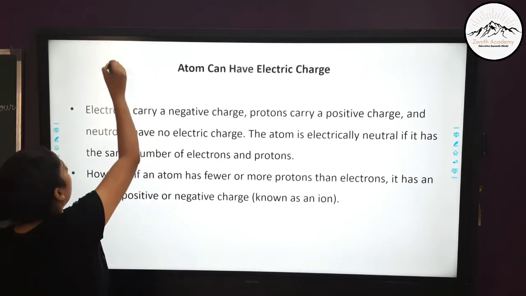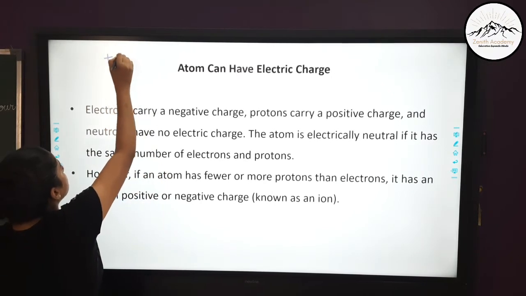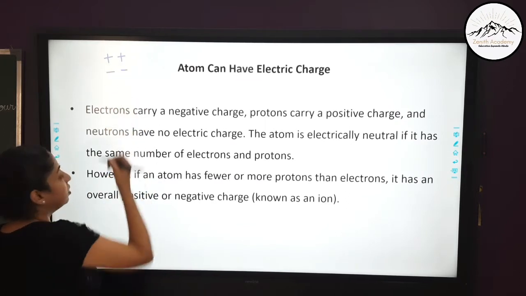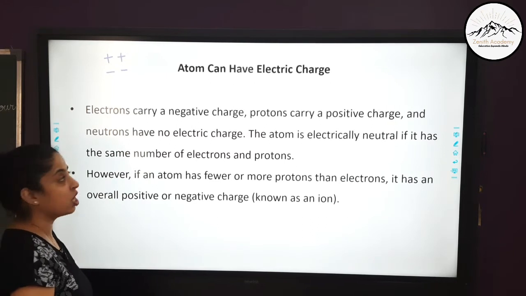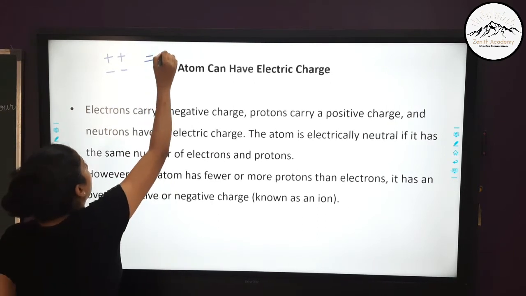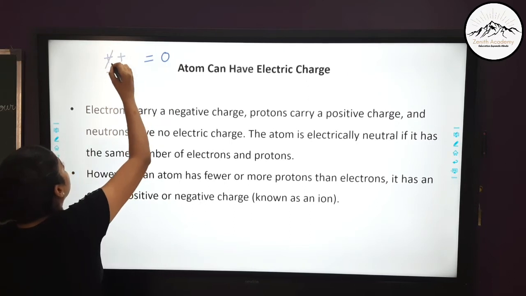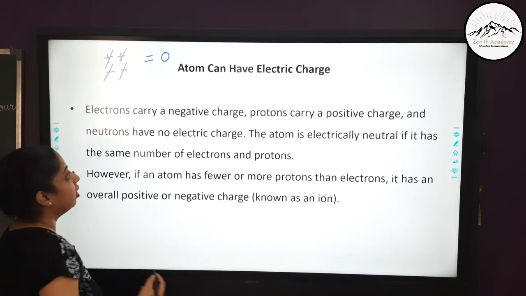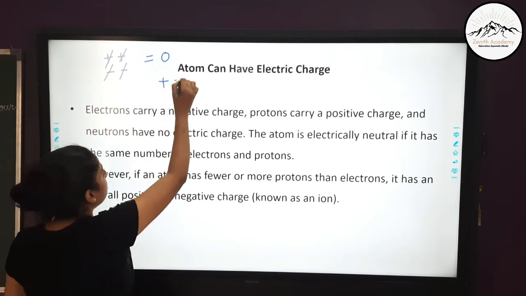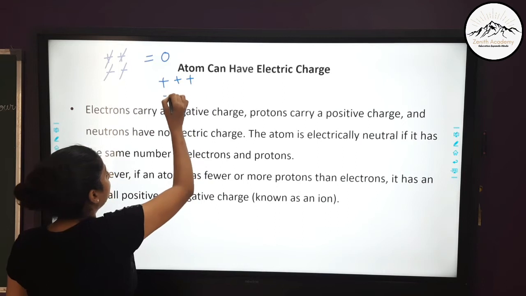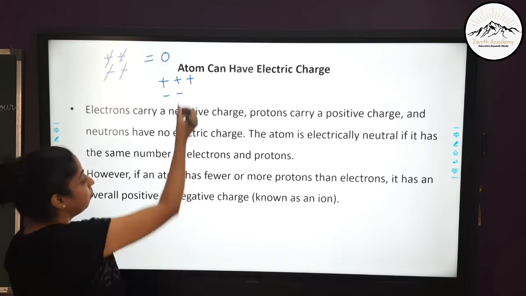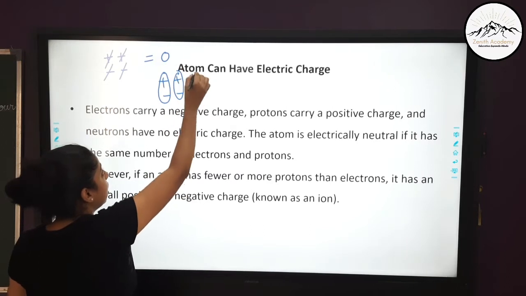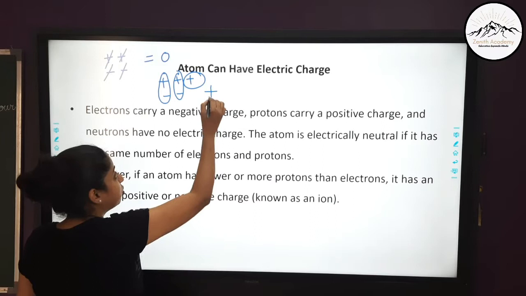For example, an atom has two protons, so I am putting two positive charges and two electrons. In this case, what will be the net charge on the atom? It will be 0 because one proton and one electron get cancelled. So here there are two pairs, so it is getting cancelled. Now suppose there are more protons in comparison to electrons. There are 3 protons and 2 electrons. Then this pair gets cancelled, this pair gets cancelled, and what remains is a positive charge.